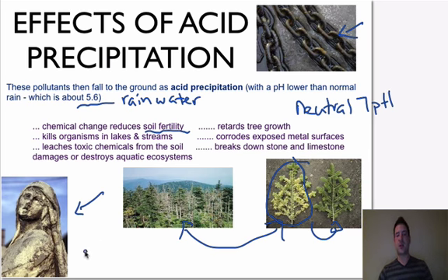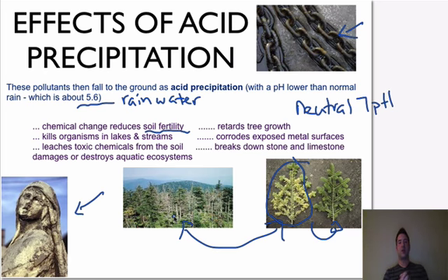So those are some of the harmful effects that we're going to see in our environment. It's going to get into the water supplies. It's going to reduce soil fertility, so it's going to affect the soil, and then when it does that, it's going to affect tree growth, plant growth. It can corrode metal surfaces and break down limestone and such. So it has many harmful effects, this acid precipitation.